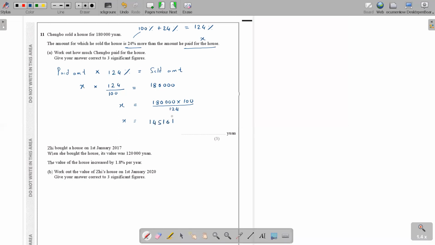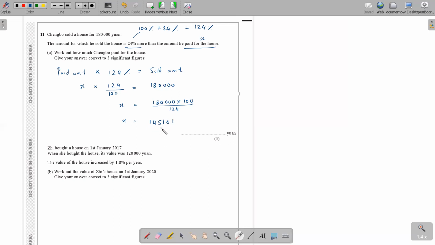So anyway, they want only 3SF. So first figure is 1, second figure 4, third figure 5, only 3SF. So you can't remove the other figures. Obviously, you should know that you can't remove the other figures. You cannot remove the place value of the digits.